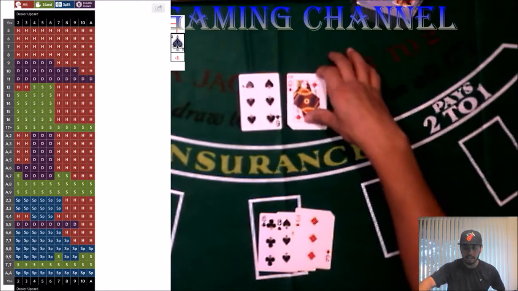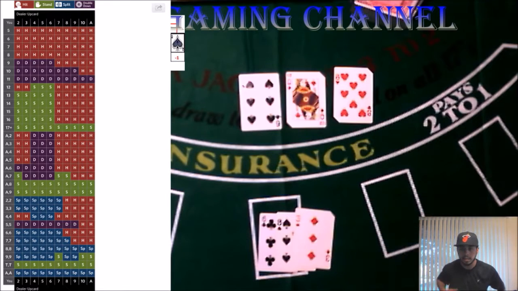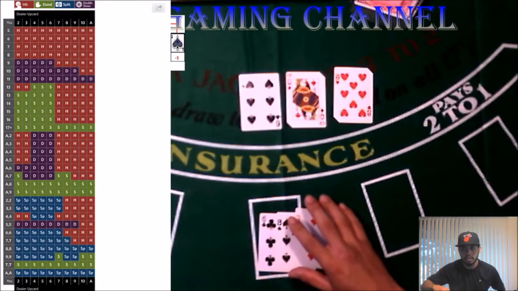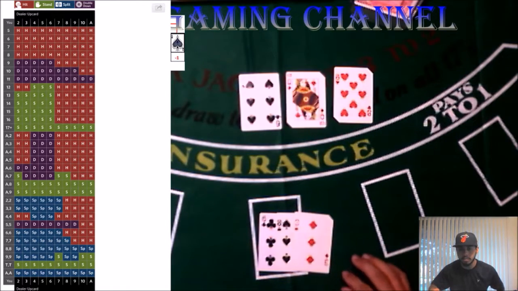He's got 16. He's going to hit one more time. Bust. He's going to bust. So basically, just follow the chart. The chart only gives you about, I want to say about 48% chance that you're actually going to win.